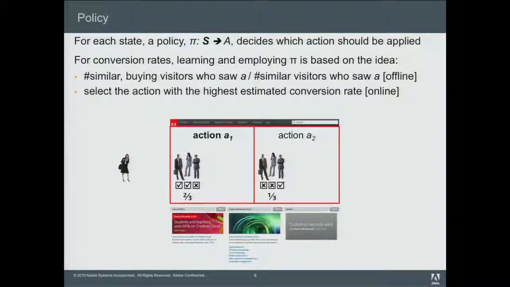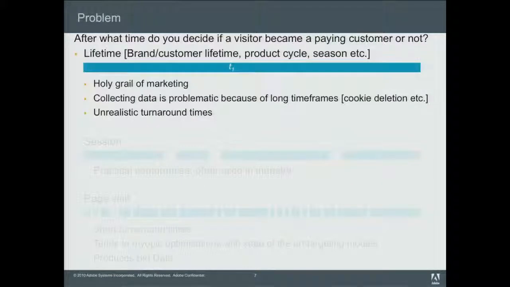In order to train these policies, we, of course, need some training data. And when collecting the training data, we are running into some problems. So the big question is, when do we decide if a visitor is converting or not? So ideally, we are looking at the lifetime of a product or of a customer. That could be a product cycle or a season, whatever fits the product in this case best.